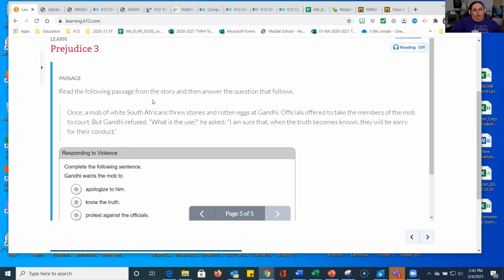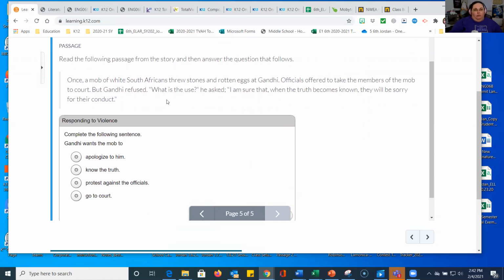Read the following passage from the story and then answer the questions that follow. Once a mob of white South Africans threw stones and rotten eggs at Gandhi. Officials offered to take the members of the mob to court, but Gandhi refused. "What is the use?" he asked. "I'm sure that when the truth becomes known, they will be sorry for their conduct."